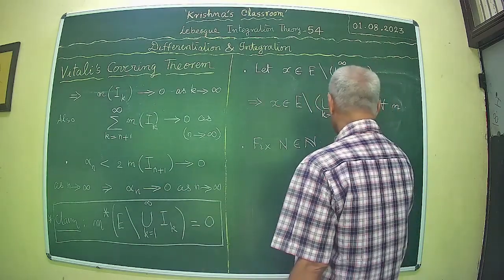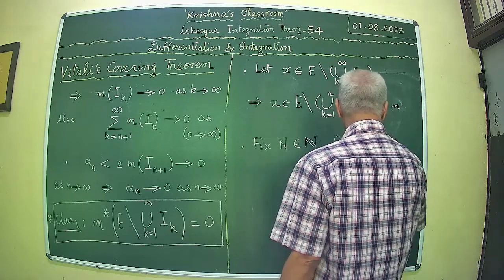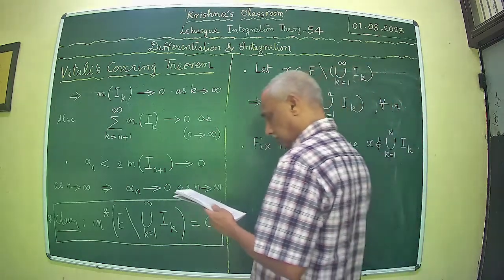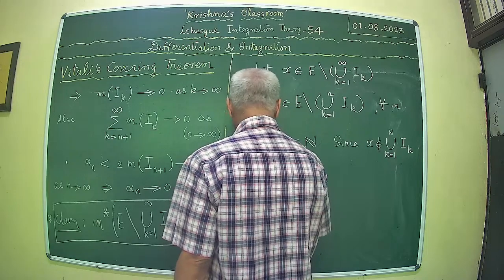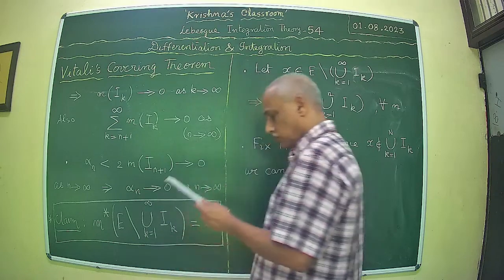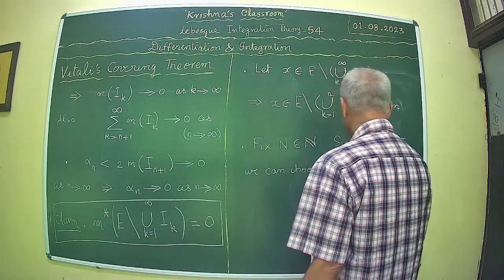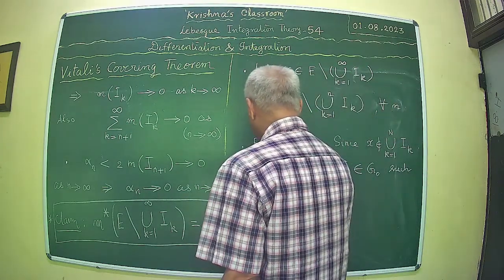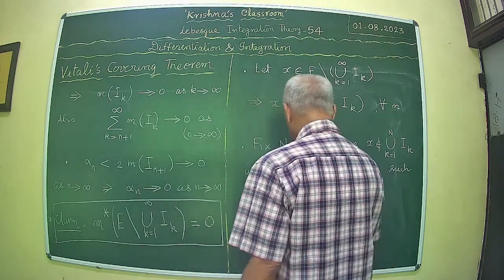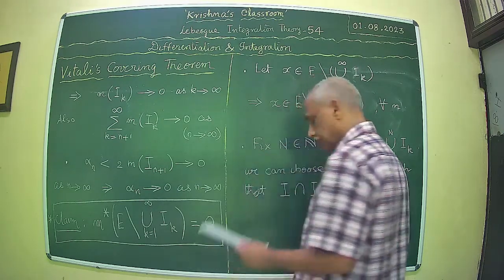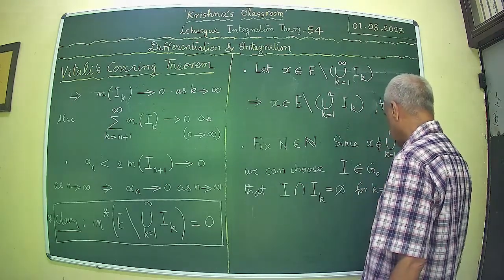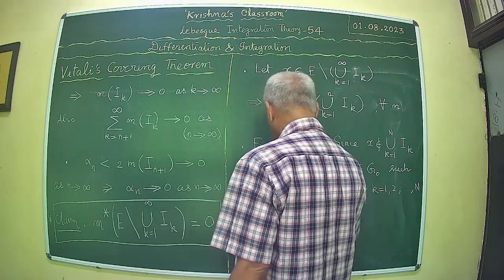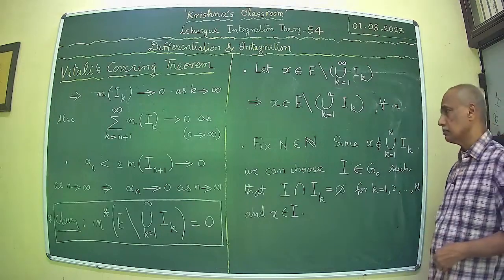Now since x does not belong to I_k, you can choose I belonging to G_0 such that I intersection is empty for n, and, okay.